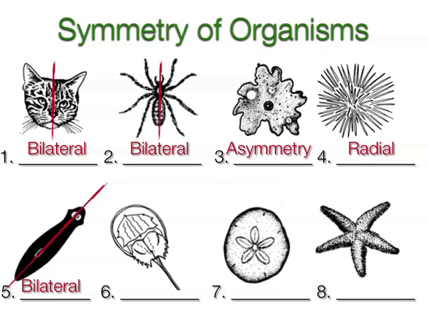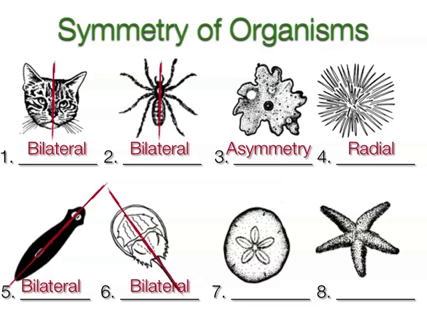No, it's not a jellyfish. It's a horseshoe crab. They're bilateral. You can draw a line right down the middle and you have two equal halves. That's an invertebrate as well.